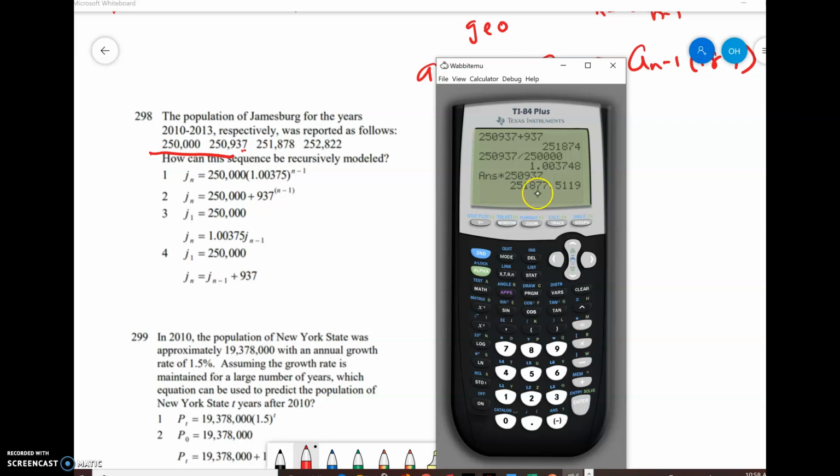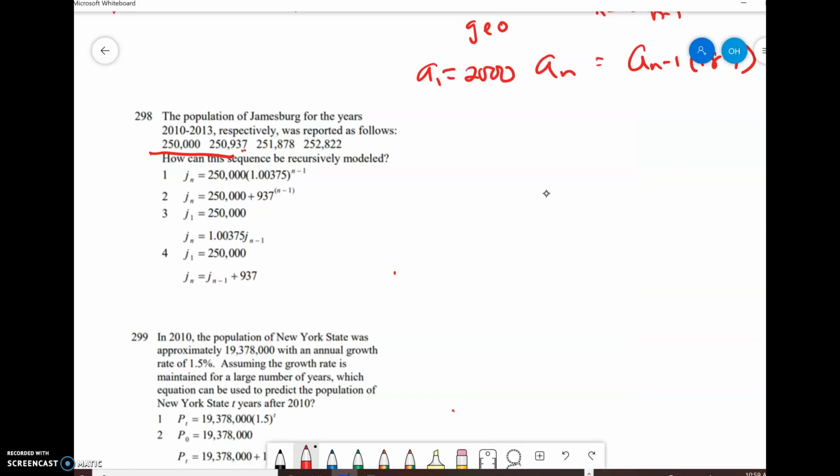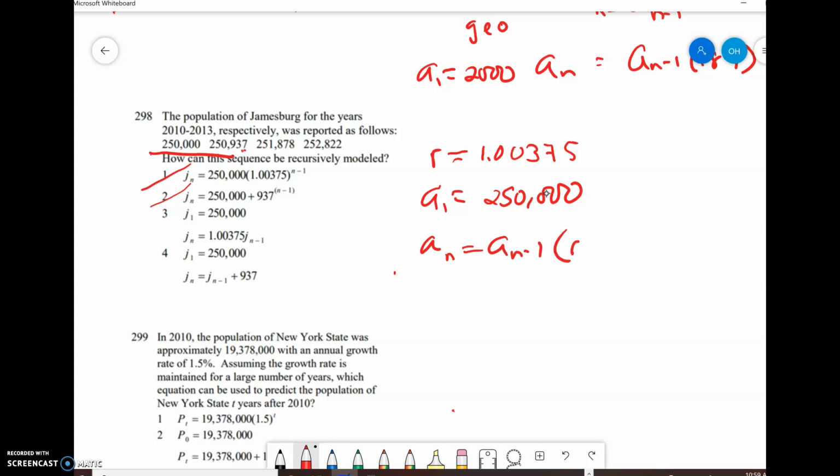And I do, because this would round up to an 8. So it would be 251,878. So this is geometric. Okay, so r is equal to 1.00375. And it has to be recursive, so I'm going to ignore this answer choice, and I'm going to ignore this answer choice. Okay, a sub 1 is 250,000. So the recursive formula for a geometric sequence is a sub n is equal to a sub n minus 1 times r.